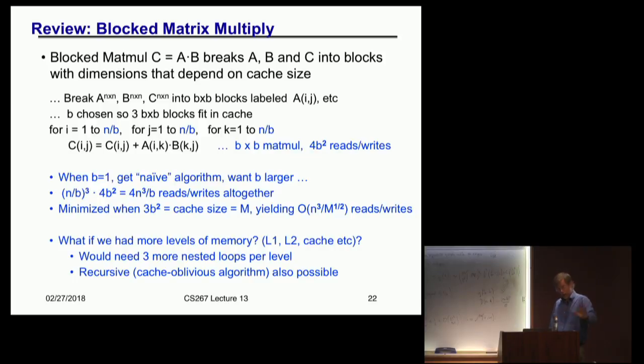And just again to review, I won't do this in any more detail. This is good enough if you have 2 levels of memory. What if you have more levels of memory? And we talked about that in an earlier lecture. You might have to have more nested loops or do a cache oblivious recursive algorithm. But that's the sequential case. I want to do the parallel case.